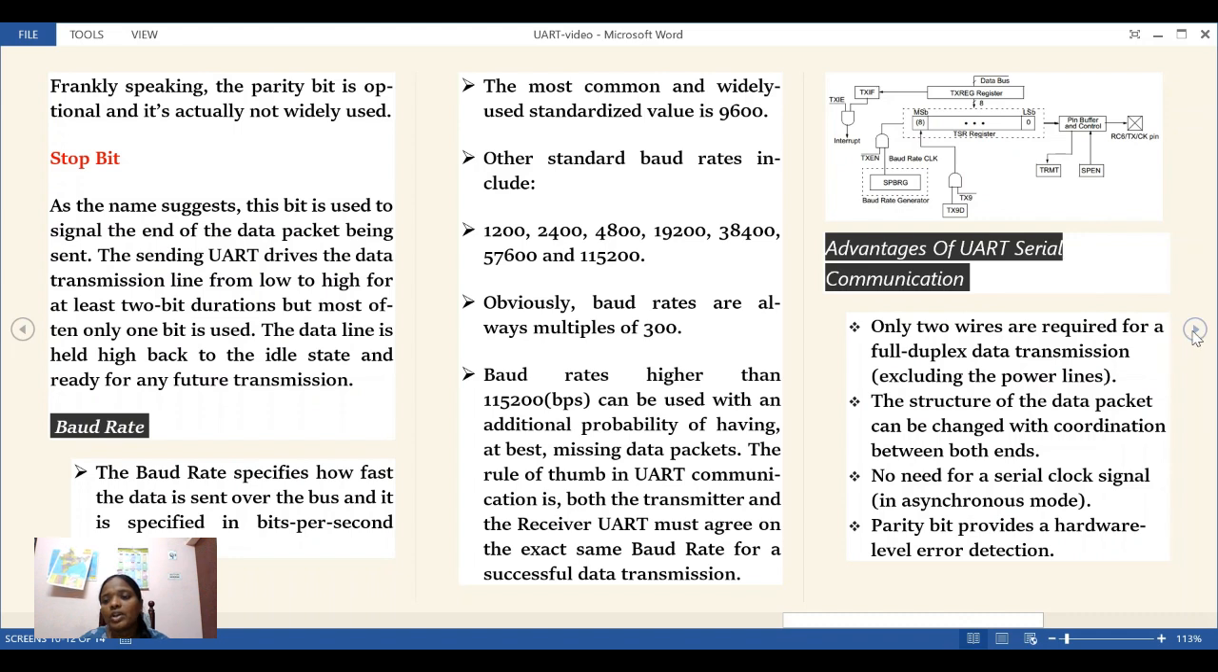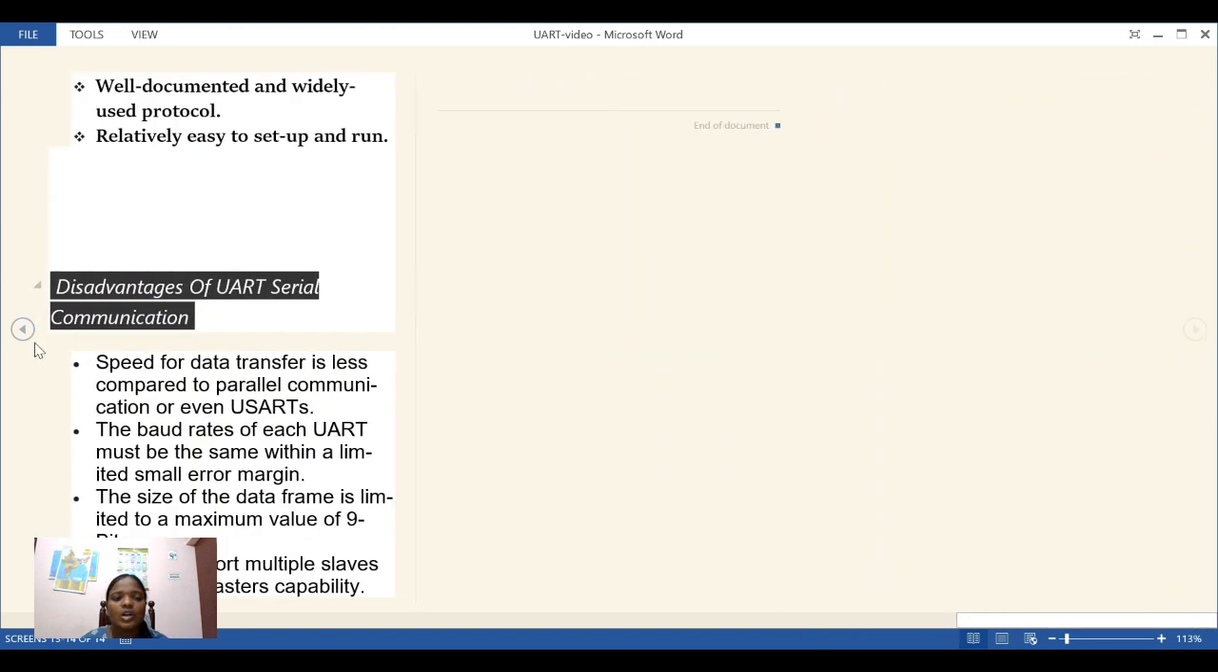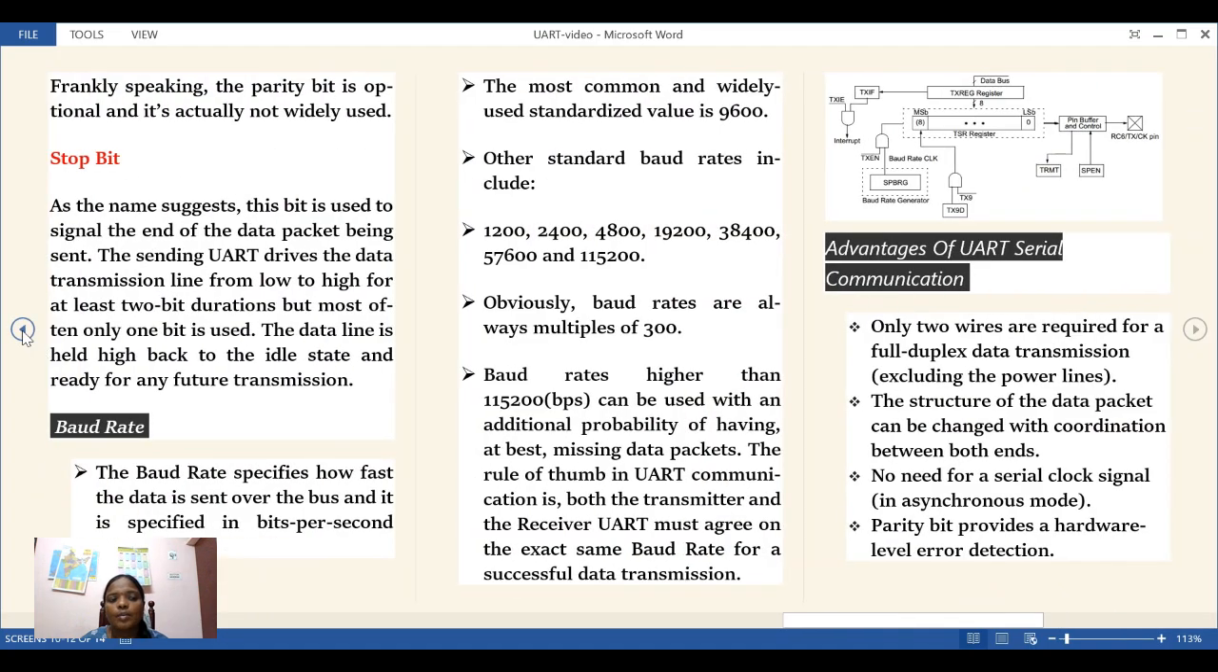Before going deeper into the subject, let us see the advantages and disadvantages of this UART serial communication. In the advantages, only two wires are required for full duplex data transmission, right? So what are those lines we saw? SDA and SCL, we saw the lines, right? So only two wires are required. It is one of the biggest advantages. And the data transmission used here is full duplex. It doesn't include the power lines.